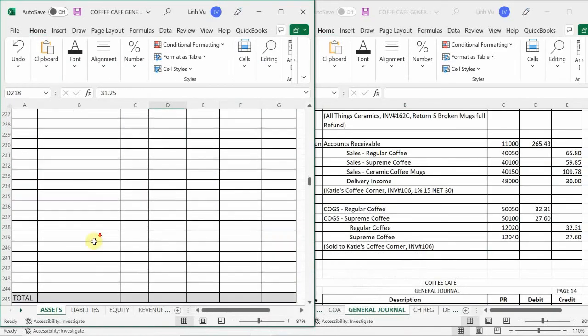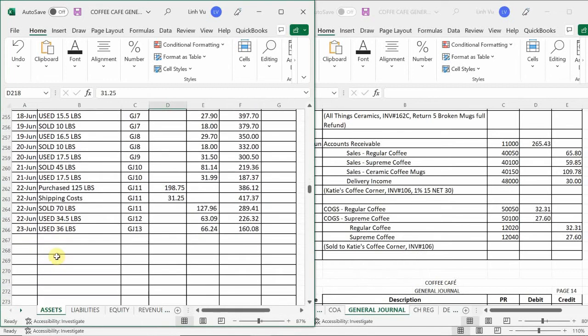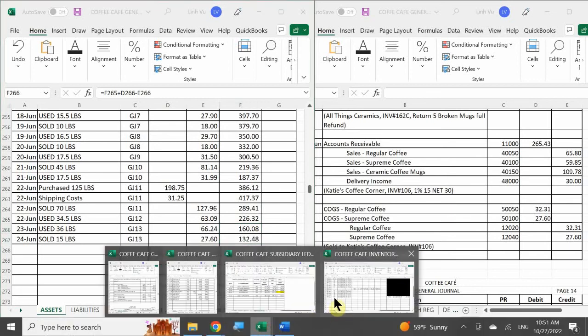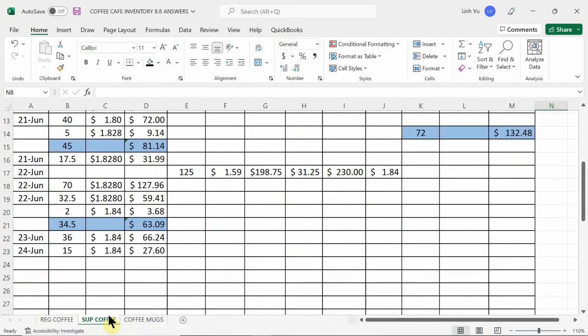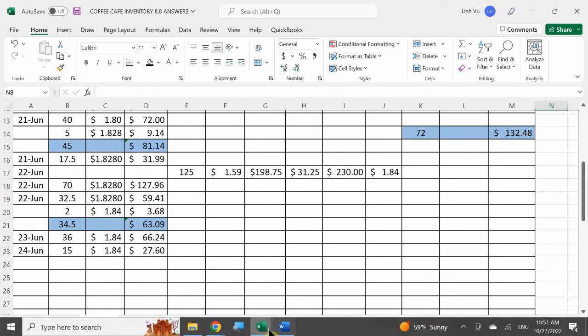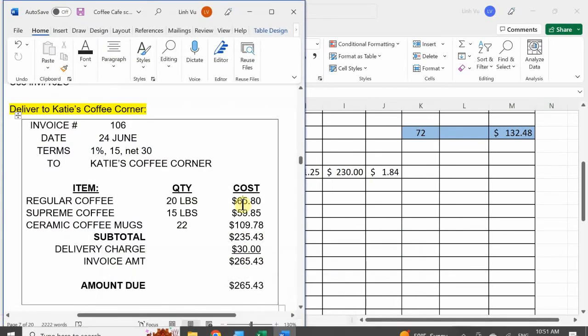Okay, so next is the Supreme, which is the last one. We sold 15 pounds for $27.60. So how much should you have left? 132.48. 132.48. Yes, good. All right, and that should be it for Katie.